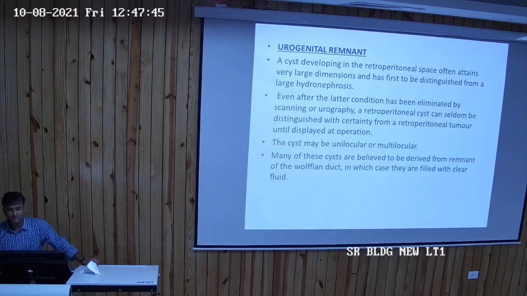The urogenital remnant, a cyst developing in the retroperitoneal space, often attains very large dimensions and has first to be distinguished from a large hydronephrosis.